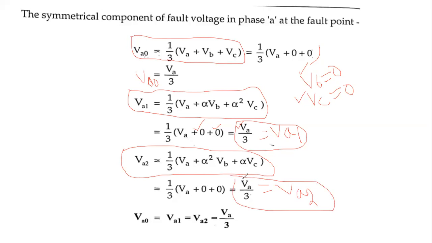Therefore, VA2 is equal to VA by 3. Then what is the VA0 value? VA by 3. And what is the VA1 value? VA by 3. And what is the VA2 value? VA by 3. We are substituting all the positive, negative and zero sequence values, so the voltage at positive sequence, negative sequence and zero sequence is equal to VA by 3.